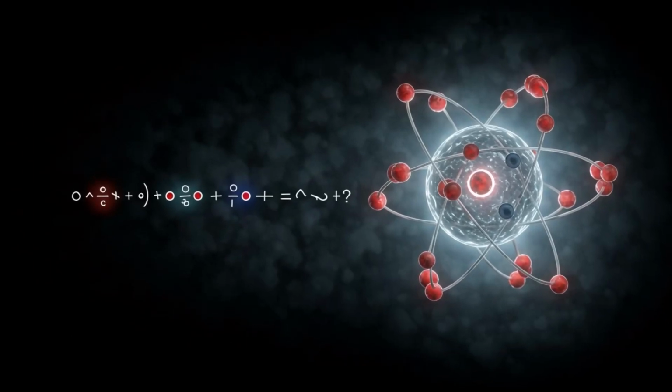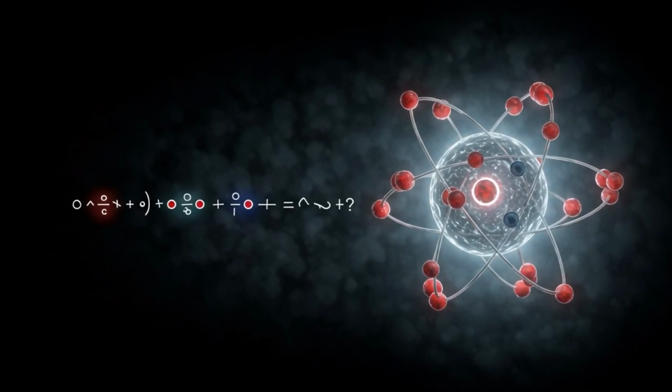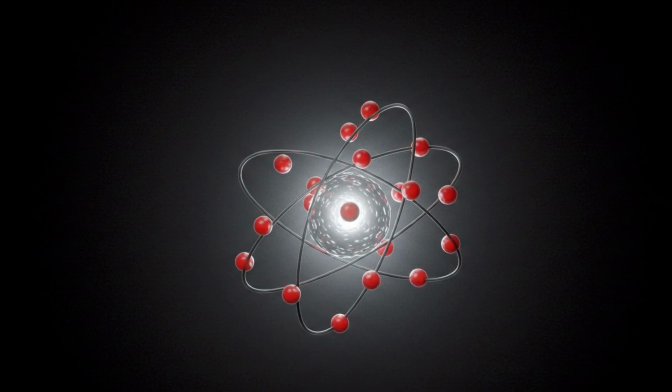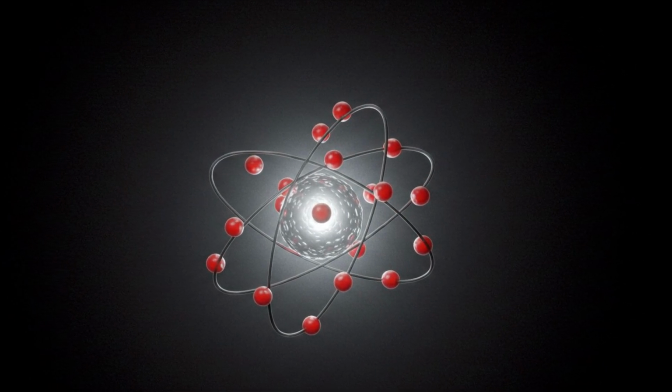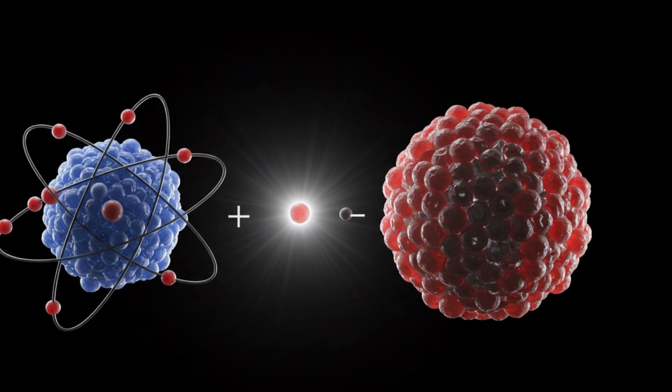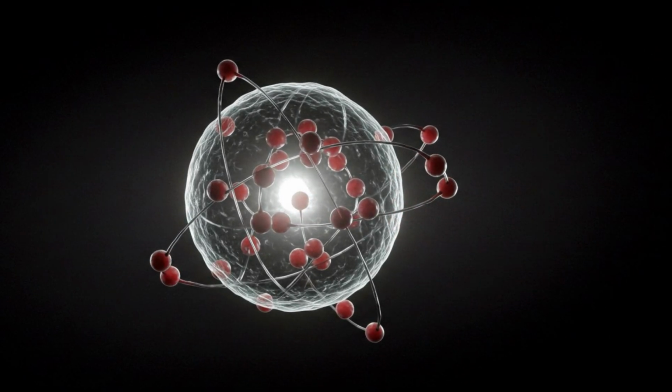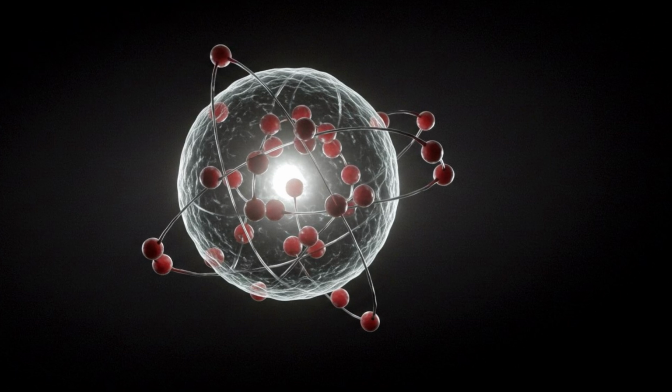If atoms are mostly empty space, why can't we walk through walls? It's a question that gets at the very heart of how we understand matter, and the answer lies not in what matter is made of, but in how it behaves. The seemingly paradoxical nature of matter's solidity is best understood through the fundamental principles of electromagnetic repulsion and the Pauli exclusion principle.